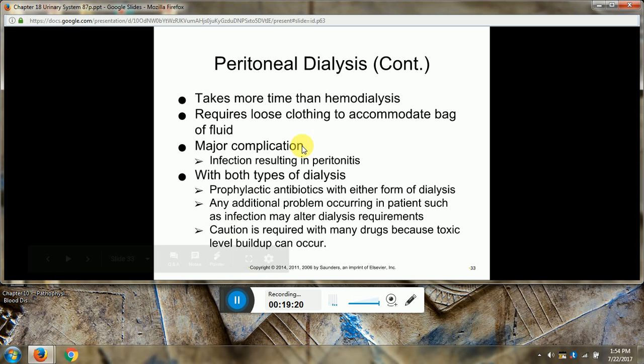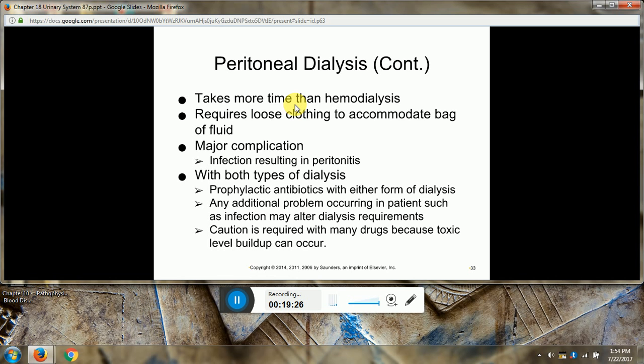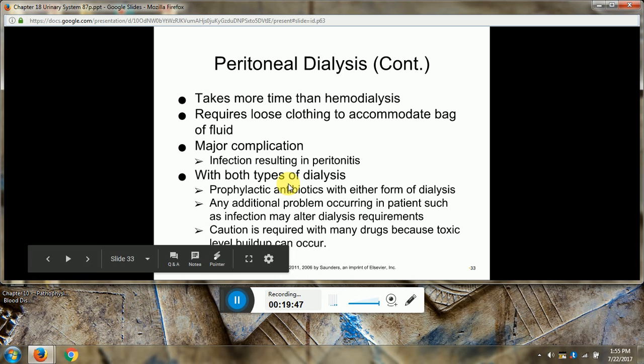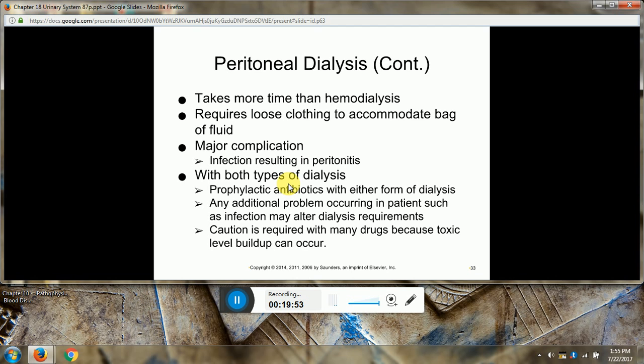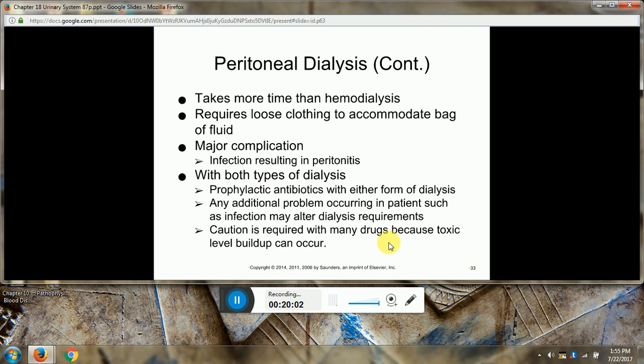For peritoneal dialysis, though, this takes a little bit longer, so it doesn't take 3 to 4 hours. Like I said, it takes maybe up to 24 hours overnight. You need a lot of loose clothing in order to accommodate all these bags of fluid. One major complication is that an infection can happen in the peritoneum, leading to peritonitis. So for both kinds of dialysis, whether it's hemodialysis or peritoneal dialysis, you want to give them prophylactic antibiotics to prevent any kinds of infections. And you want to use caution with many of the drugs because toxic level buildups can occur if these patients have renal failure.